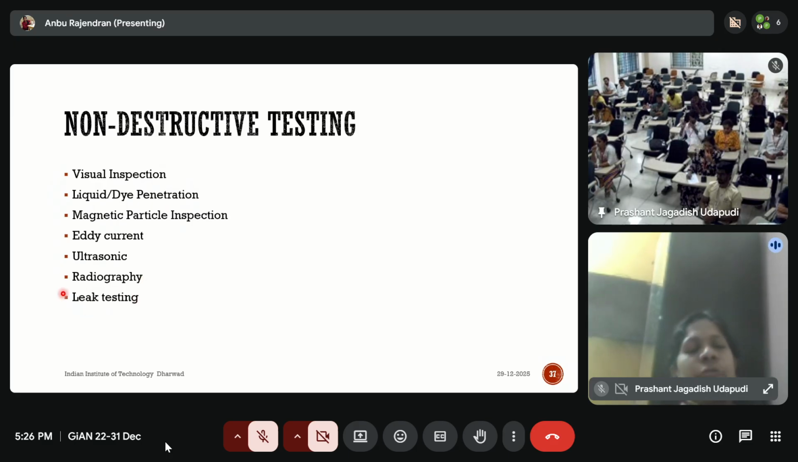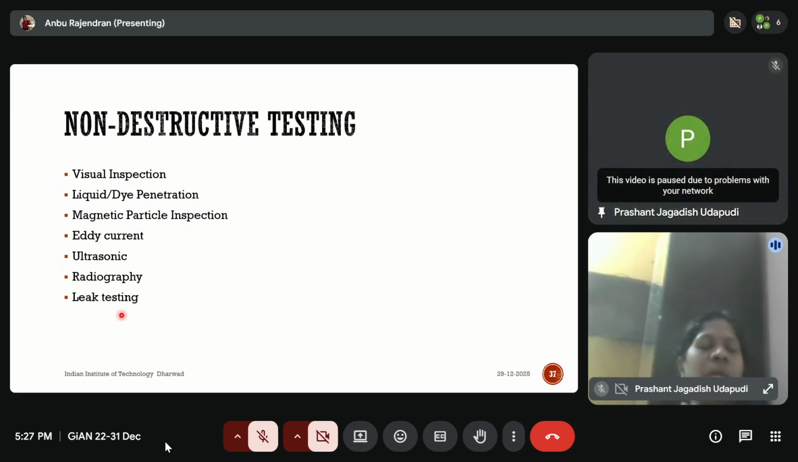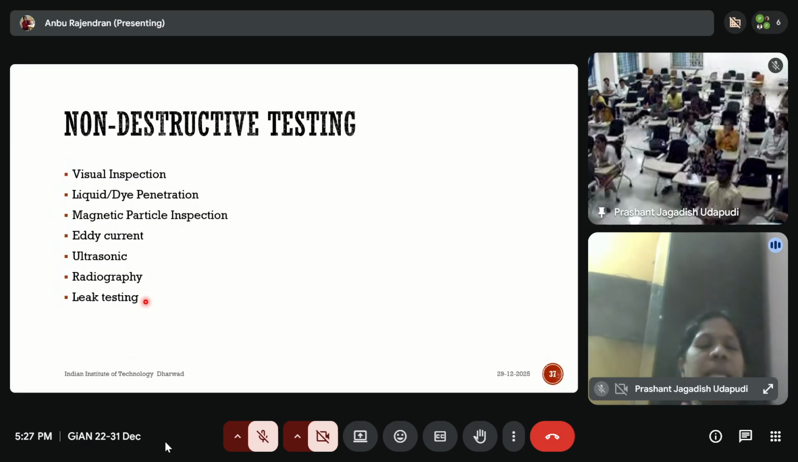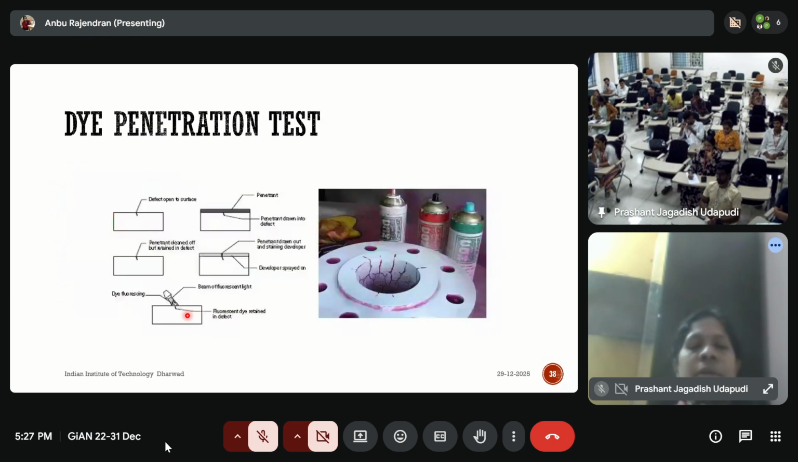Leakage test: if a pipe is there, you cannot locate defects by any of these methods. What you can do is pass water or any liquid or gas at higher pressure. If there is any hole which cannot be picked up by the other methods, there will be a leak. So the pressure leak test is also one of the ways to identify the defects present.